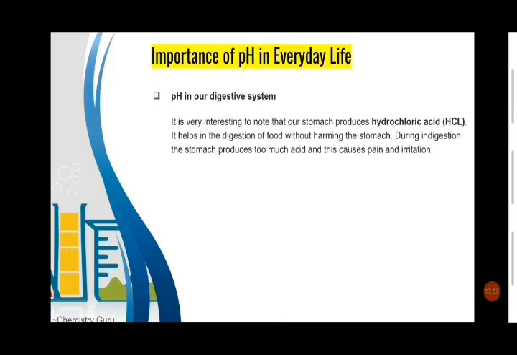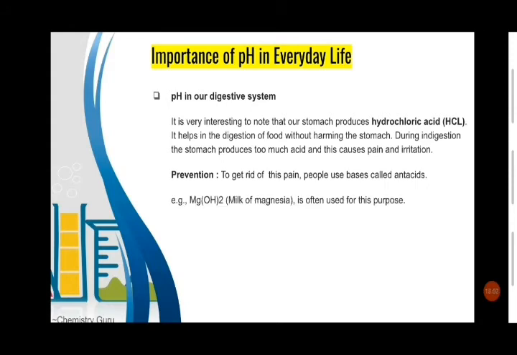Next is pH in our digestive system. We all know that our stomach produces hydrochloric acid, which helps in the digestion of food. During indigestion, the stomach produces too much acid, and this causes pain and irritation. To get rid of this pain, people use bases called antacids.